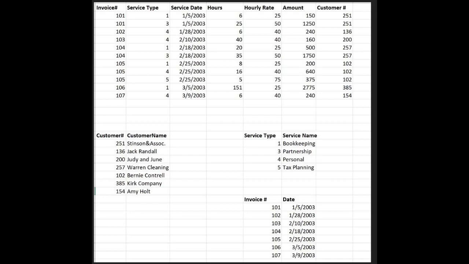If you're looking up the service type by itself, you will get the service name that you're looking up the type for. Same thing for the invoice number. If you're looking for the invoice number, you will get the date.